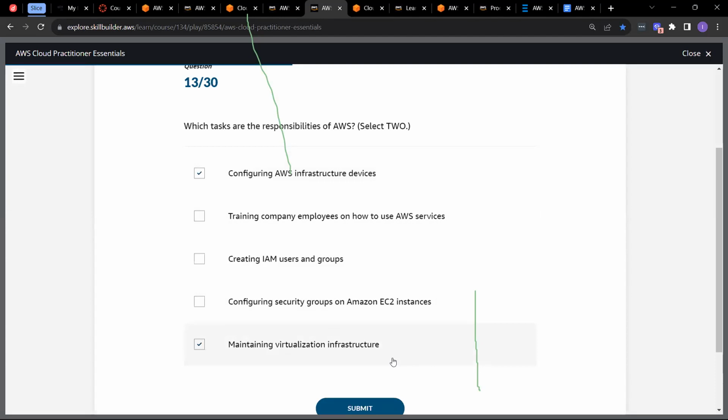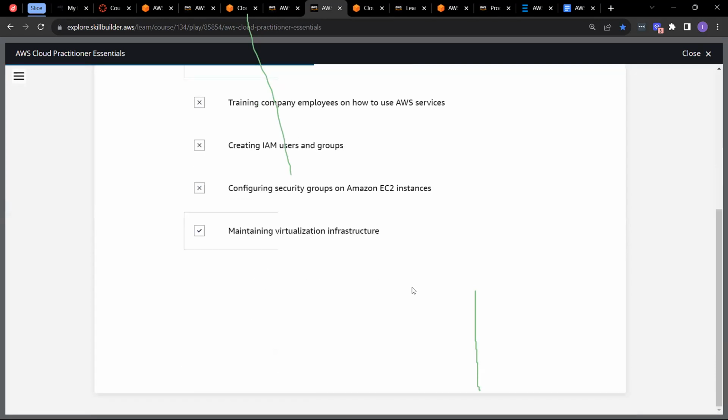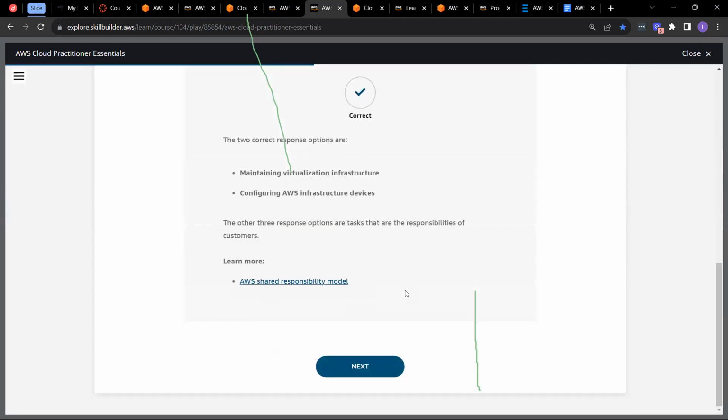If you say you did Module 1, clap for you. I did Module 6. Good. Clap for him. Yeah, the other three responses are the tasks for the customers.